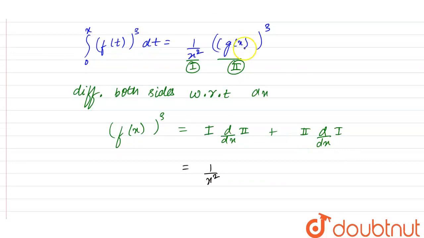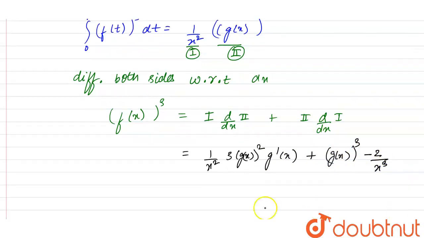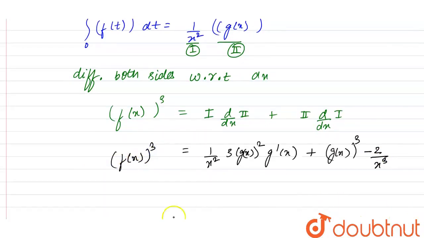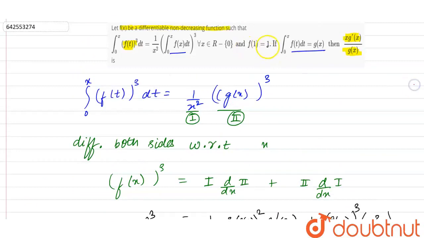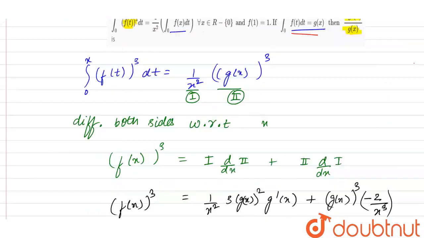The differentiation of the second is 3(g(x))^2·g'(x), plus the second as it is, that is (g(x))^3, times the differentiation of the first, which is -2/x^3. So we have this equal to (f(x))^3. If we solve further, we know that g'(x) is f(x), because differentiating g gives g'(x) = f(x).